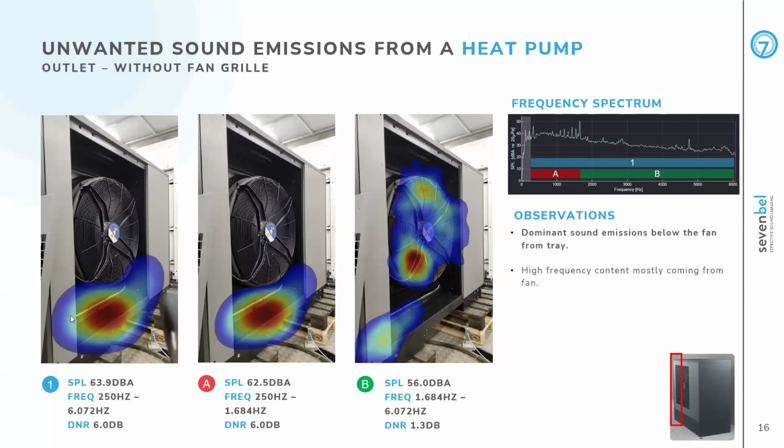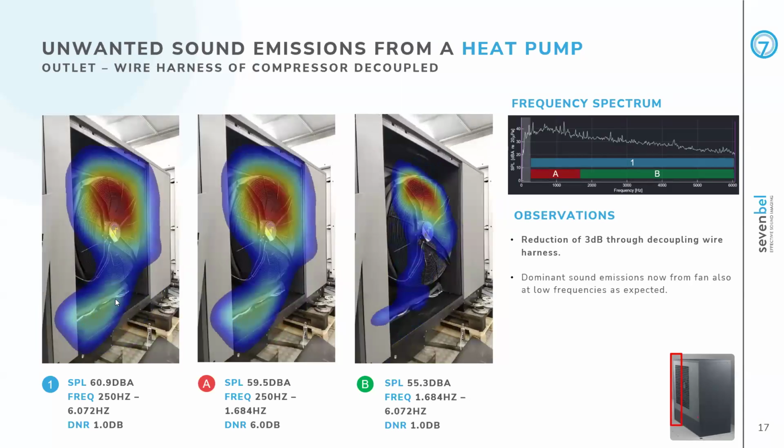What the engineers later found out is that the wire harness is tied to the structure with cable ties. That wire harness is excited by the compressor, which in turn excites the tray and all of that structure, which then starts to vibrate and emit dominant sound at low frequencies. So in the next step, the engineers cut through the cable ties. They took off the wire harness and wrapped it in some elastomer or elastic material so that it was at least somewhat structurally decoupled from the frame and from the tray structure of the heat pump.